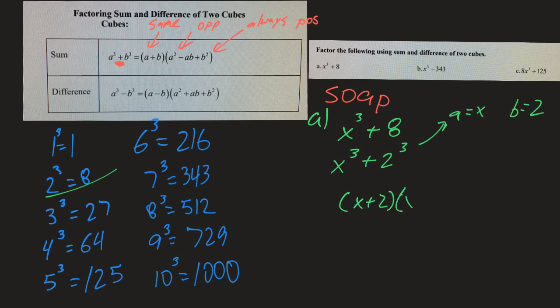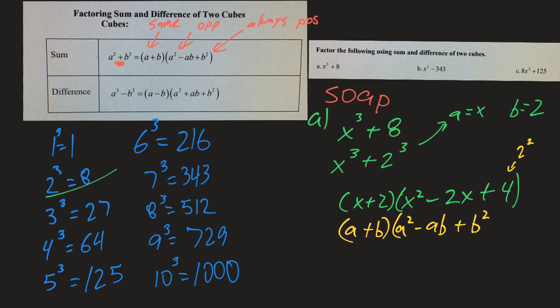A squared, x squared, minus a times b is 2x, plus b squared. So what is b squared? 2 squared is going to be 4. Again, if you're not sure about that or you missed it, this one is 2 squared. And in case you missed it, this is the formula a plus b, a squared minus ab plus b squared, right? So I plugged in x for a and 2 for b.